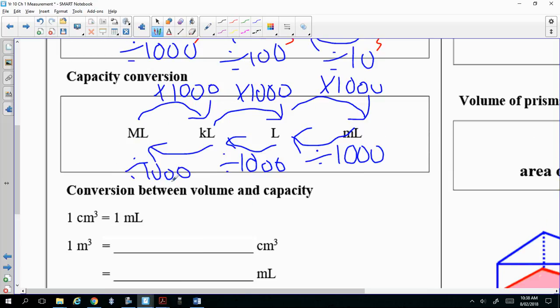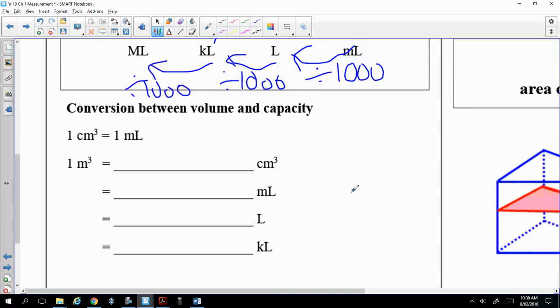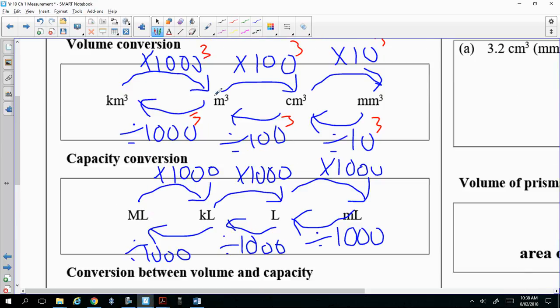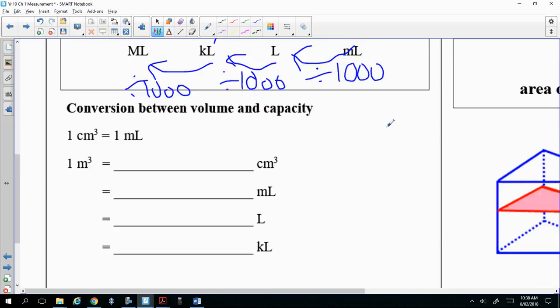We need to be able to convert cubic centimeters to milliliters, and 1 cubic centimeter is 1 milliliter. How about 1 cubic meter? Using the above formula, it's times by 100 cubed. If you use your calculator, or just count the number of zeros, cubing 100 gives 6 zeros, so that's 1,000,000 cubic centimeters. Because 1 cubic centimeter is 1 milliliter, it's exactly equal to 1 million milliliters.